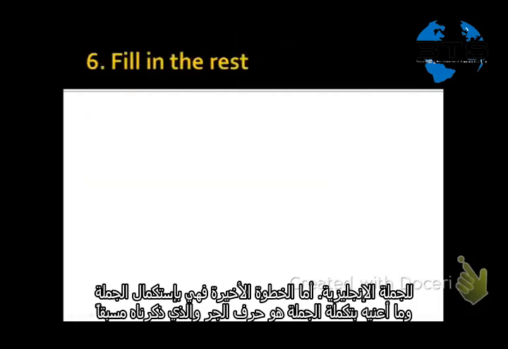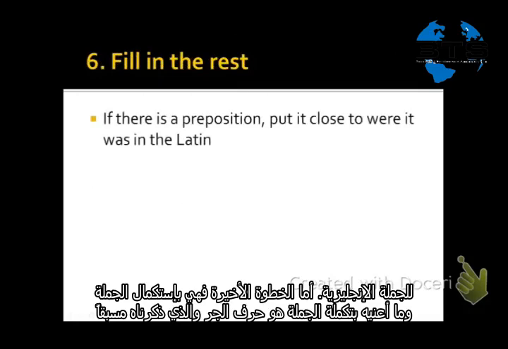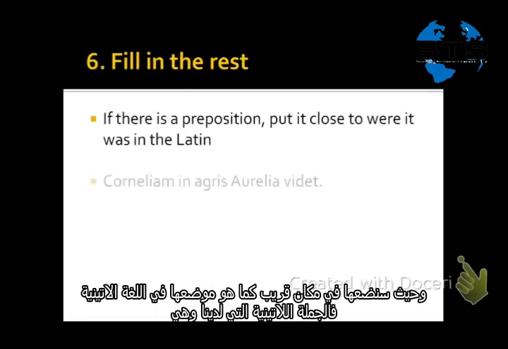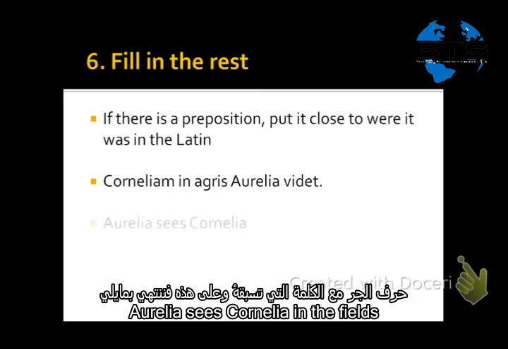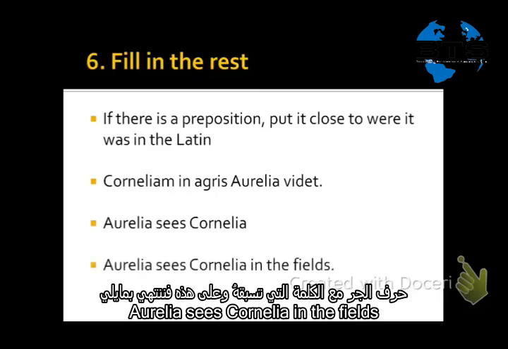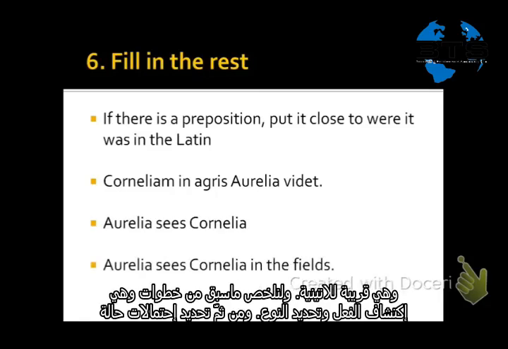Then the last step is that you fill in the rest of the sentence. So what I mean by the rest of the sentence is, in this example, there's a preposition, which we already talked about. So you put it close to where it was in the Latin. So in our sentence we have Corneliam in agris Aurelia videt. In agris, it's close to Corneliam. Usually you can keep the preposition with the word that was before it. So you have Aurelia sees Cornelia in the fields. All right, fill in the rest. You put it close to where it was in the Latin. It was right with Corneliam, and we're looking at someone in the fields.